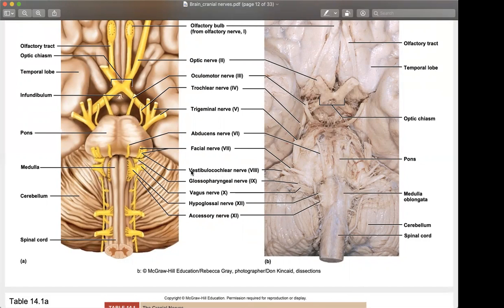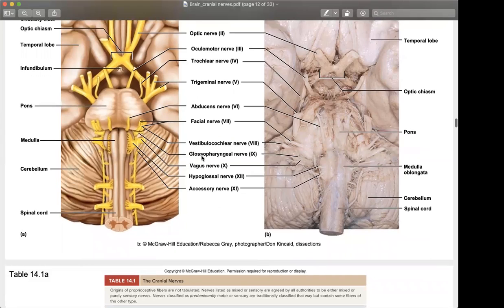Vestibulocochlear: the vestibule and the cochlea. The vestibule picks up balance information from the vestibule of the ear, which is the opening leading into the cochlea, and the cochlea itself picks up sound. So the vestibulocochlear nerve, which I used to know as the auditory nerve, is a little more descriptive because it's not just sound, it's balance as well. So the semicircular canals as well as the cochlea pick up balance and auditory information.